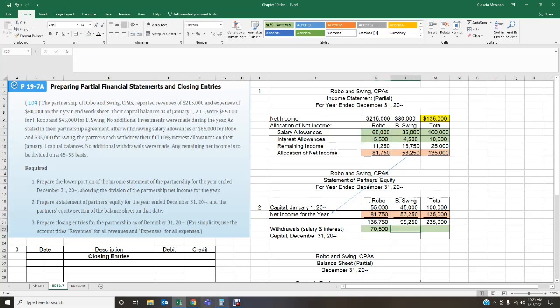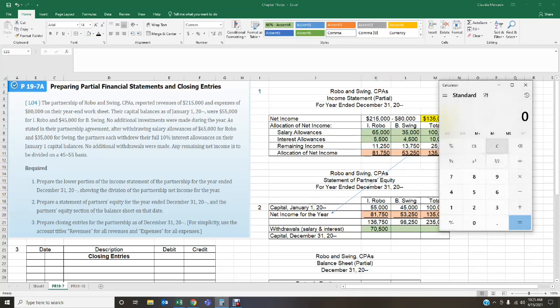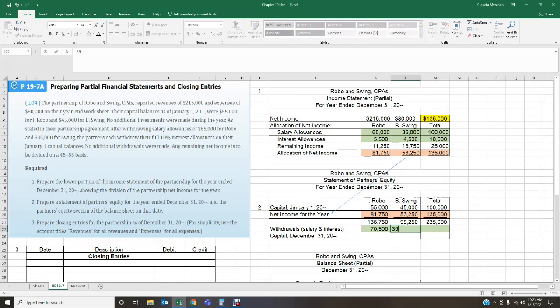Now let's look at Swing. Swing had $35,000 plus $4,500. That gives me $39,500. And then we're going to add those two together. That gives me $110,000.